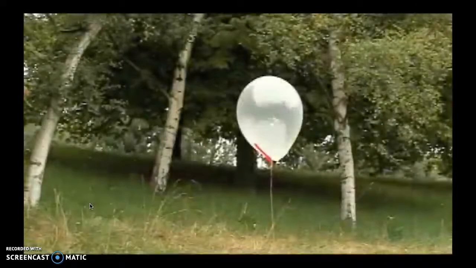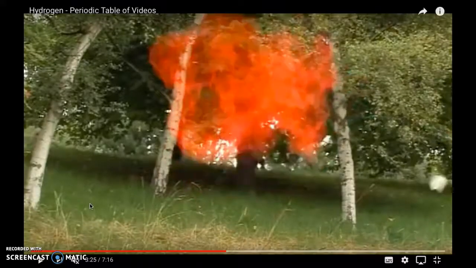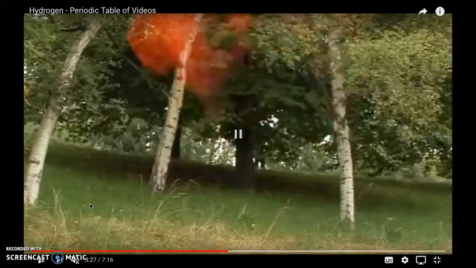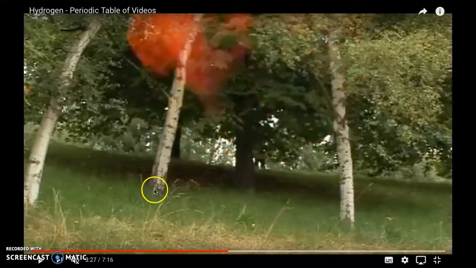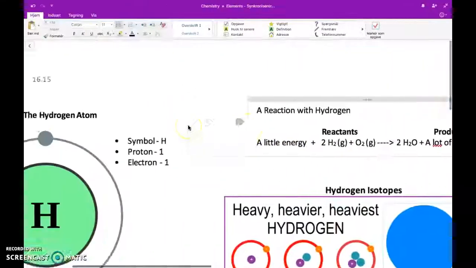And I believe you can see it in slow motion any second. As you see, the reaction goes so quickly that the flames burn out quicker than the balloon even explodes, which is very fast. Yeah, that's all I have to say about hydrogen.